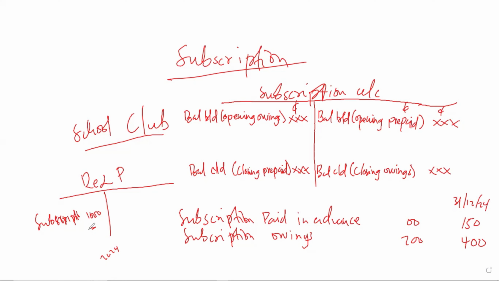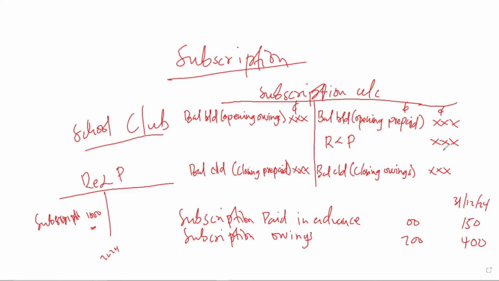So if you are seeing the subscription on the debit side of the receipt and payment account, then because of the double entry, when it comes to the subscription account, the receipt and payment should be on the credit side. Because of the double entry, we debit here and we credit here. So the receipt and payment will come to the credit side of the subscription account here.